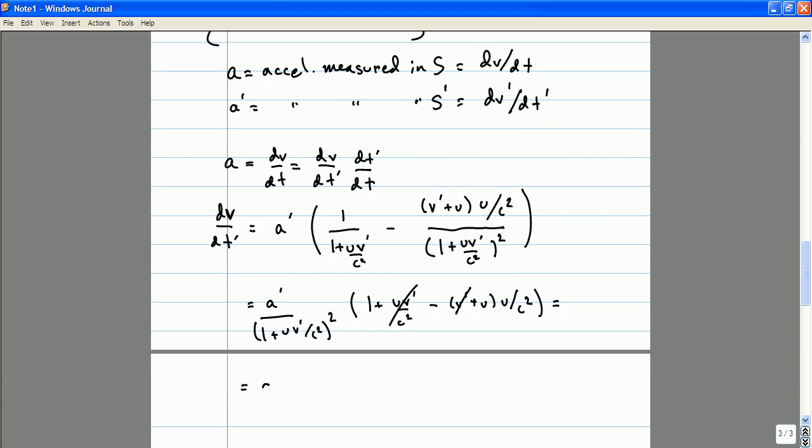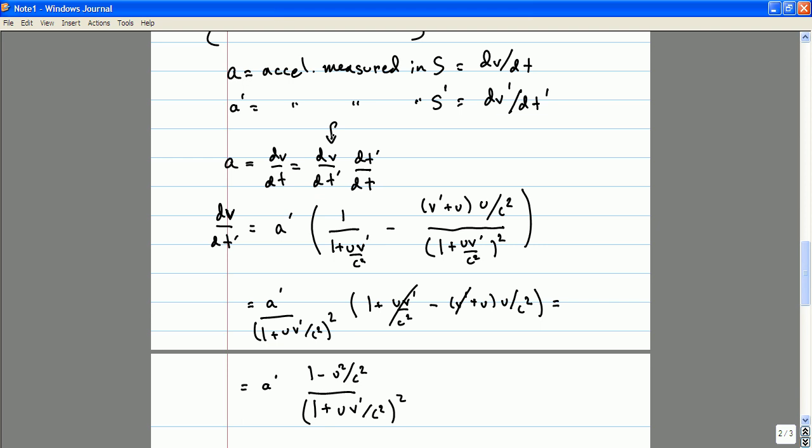a prime times 1 minus u squared over c squared divided by 1 plus u v prime divided by c squared quantity squared. I try to be careful here to make sure my u's are very curvy so that they look different from my v's. If there's a formula that's not entirely clear here, please let me know. Okay, so that was one of the terms in the acceleration.